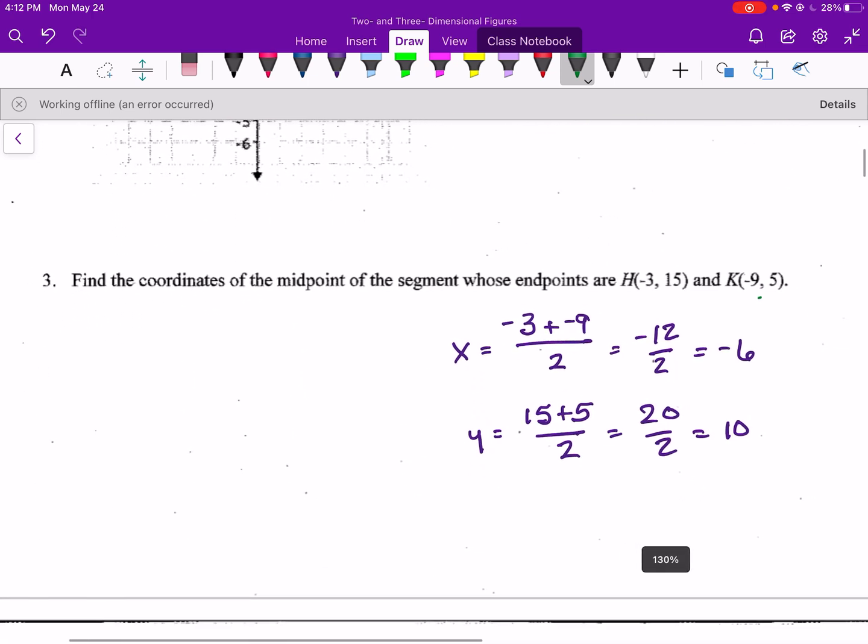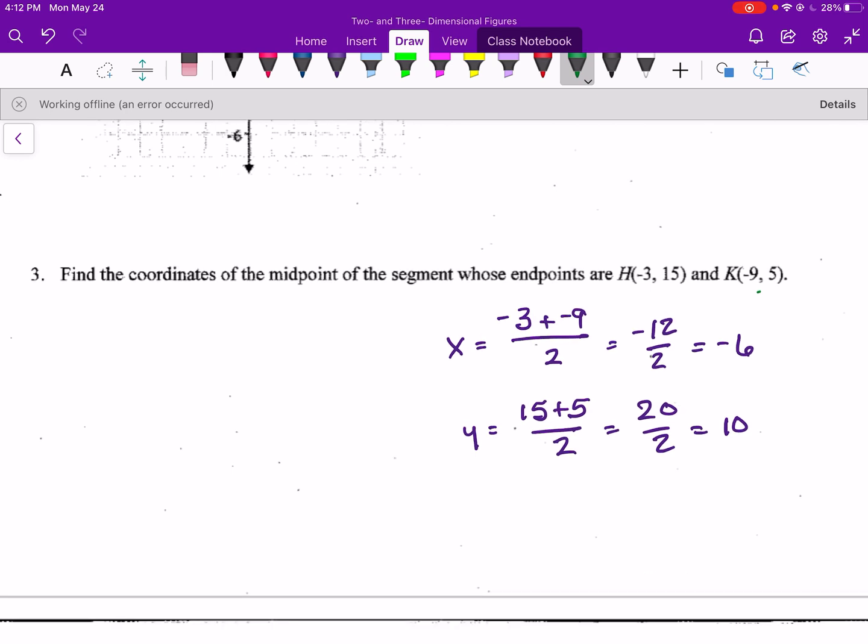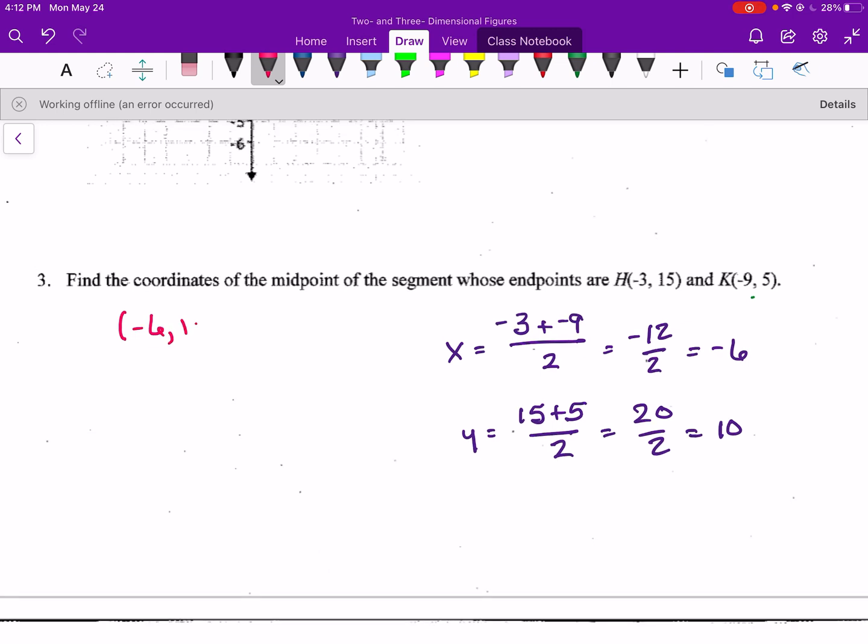Number 3, we're going for midpoint. I already have this one worked out a little bit. Midpoint is middle point. So we're going to average the X's, -3 plus -9, and divide by 2. You'll get -6. And then average the Y's, 15 plus 5 divided by 2, and we get 10.